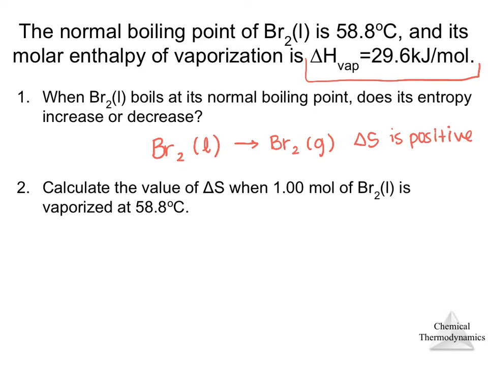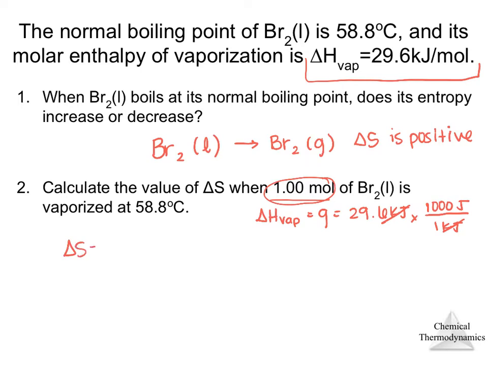Okay, so let's actually calculate. So we're going to calculate the value of delta S when 1 mole of Br2 is vaporized at 58.8 degrees Celsius. This 1 mole makes our job easier because we can just use the delta H vap value as is. So the delta H is equal to the Q, and it is 29.6 kilojoules per mole, but we want 1 mole, so I'm just going to get rid of that per mole. And I want it in joules. So I'm going to say for every 1 kilojoule, there's 1,000 joules.